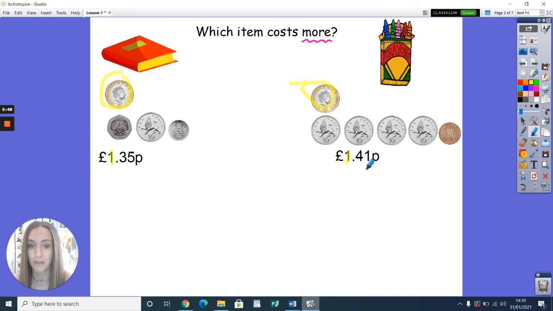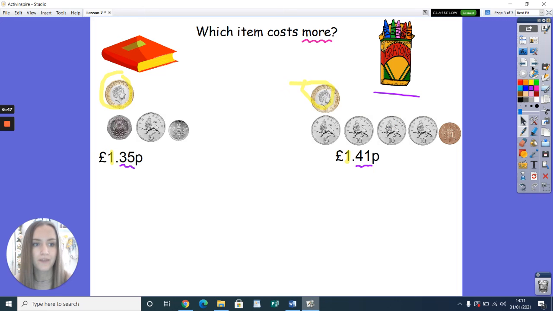This time we've looked at the pounds. They are the same. 1 is the same as 1. So we have to then look at the pence. Okay? The book has got £1.35. The crayons cost £1.41. Which item costs more, the book or the crayons? If you said the crayons, you would be correct.